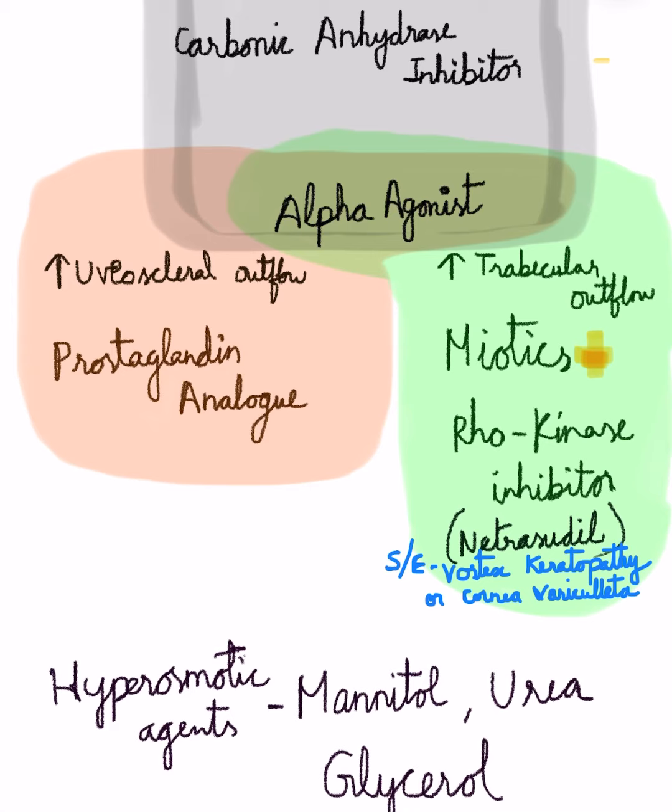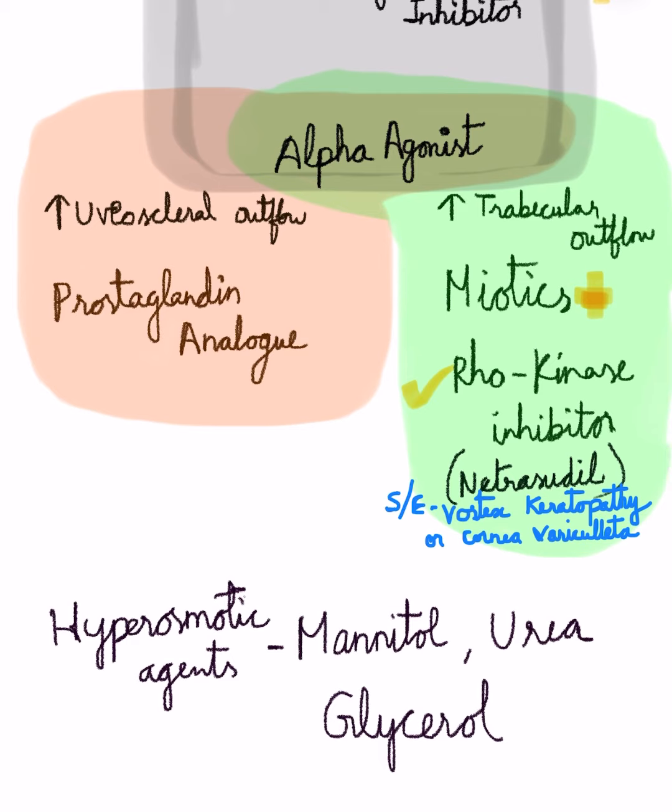And the rho kinase inhibitor is a new drug which is included in this increased trabecular outflow pathway. That new drug is called netarsudil, a rho kinase inhibitor which increases the trabecular outflow, so that all the excess aqueous humor is excreted through the trabecular outflow and reduces the intraocular pressure. That is netarsudil. The side effect concerned with netarsudil is that it causes vortex keratopathy, or cornea verticillata. The cornea gets keratopathy, which is called vortex keratopathy. That is the main side effect concerned with this new drug, the rho kinase inhibitor or netarsudil.